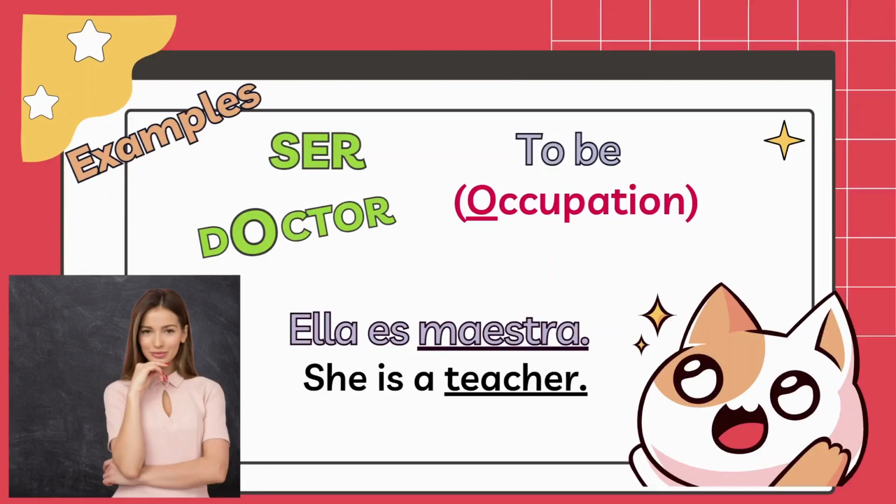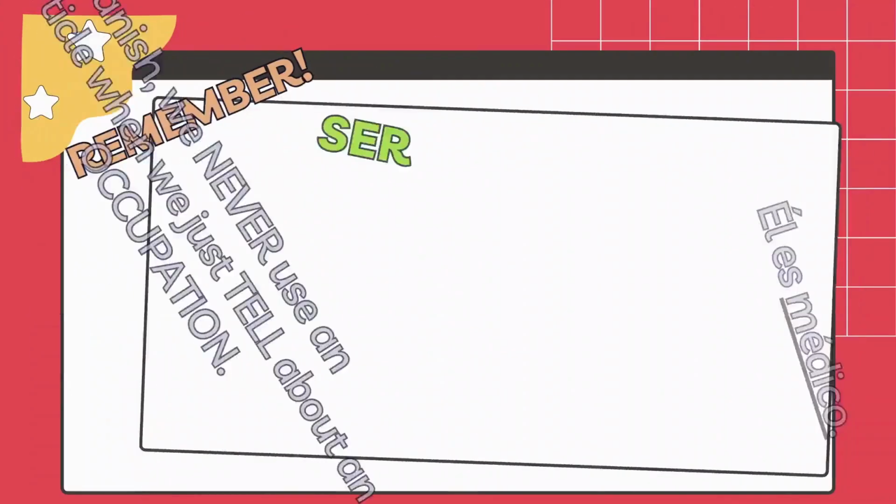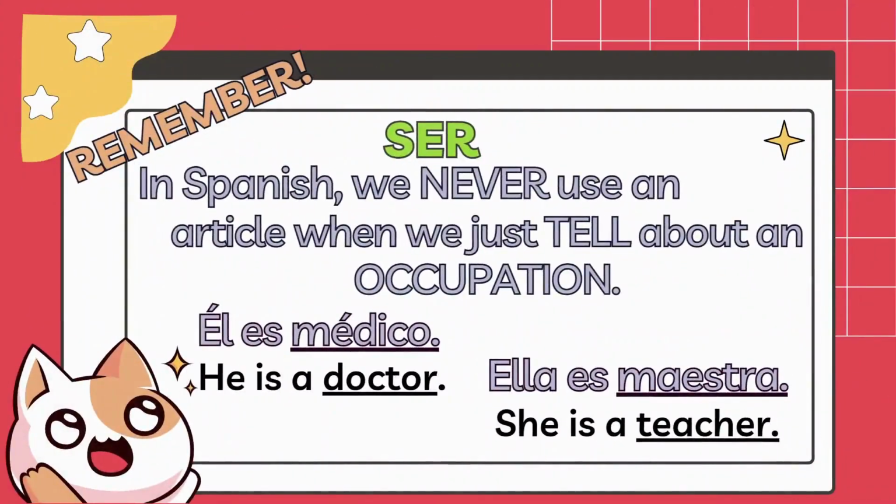Please remember one thing. In Spanish, we never use an article when we just tell about an occupation using the verb SER. In English, you say he is a doctor, she is a teacher, but in Spanish, you don't do that. So the indefinite article a that we've used in English, we don't use that in Spanish. Él es médico, ella es maestra. There are places where we use indefinite and definite articles when we talk about occupation and the verb SER, but that's something we've discussed in another video. So coming back to the uses of SER.